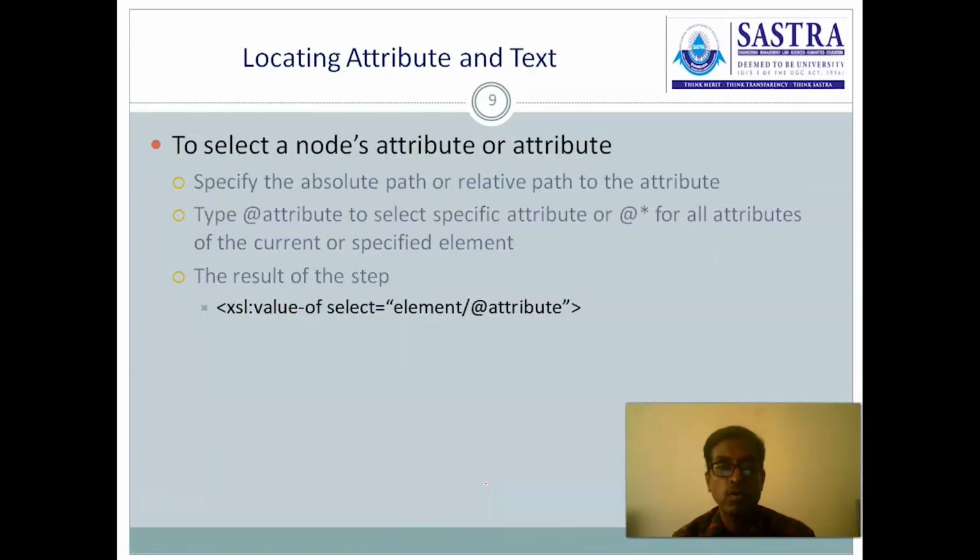And then how to locate attribute and text. See, attributes and text are selected by using at star for all attributes. See, element name and then slash at attribute. Already we have examples in the previous slide.